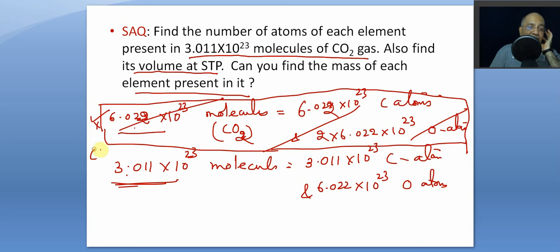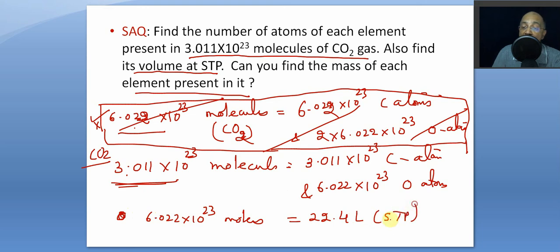Because for carbon dioxide, the formula is known to you. This many molecules, 1 into this, 2 into that. And then find its volume. Because 6.022 into 10 to the power 23 molecules will have a volume equal to 22.4 liters at STP. So 3.011 into 10 to the power 23 molecules, not moles, molecules, will have half of that, 11.2 liters at STP.